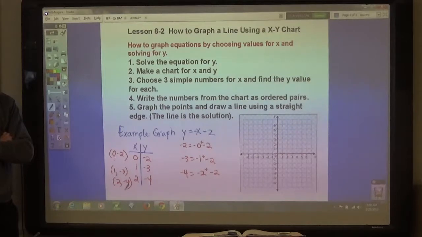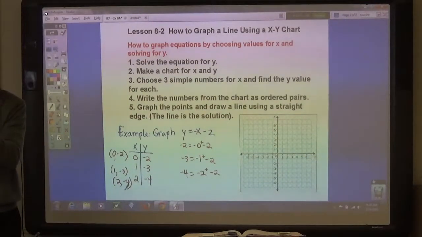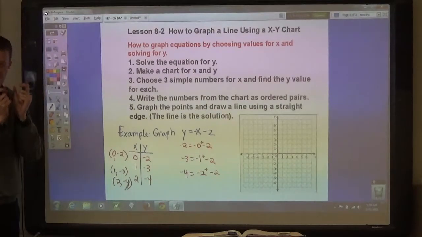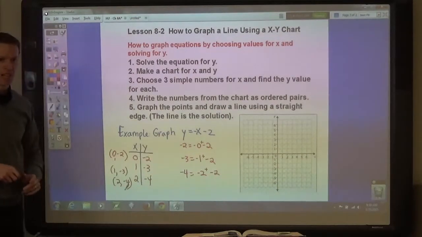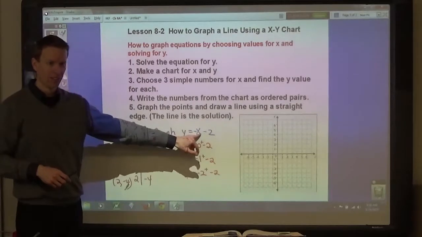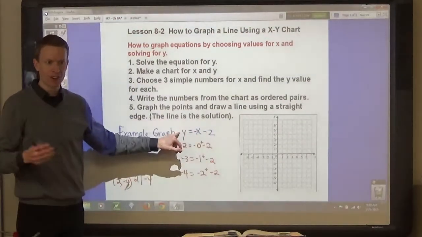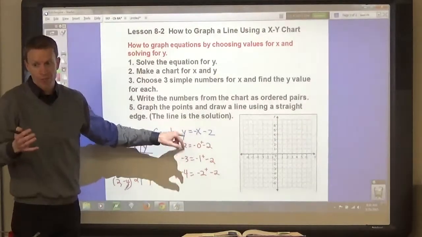Are there any more that would make a true equation? How many more? A lot? Infinite. An infinite number. There's an infinite number of true points or 2 numbers that would make this true. X could be anything. What if x is 100? Then -100 plus -2 is -102. What if x is 1,000? What if x is 1,000,000?